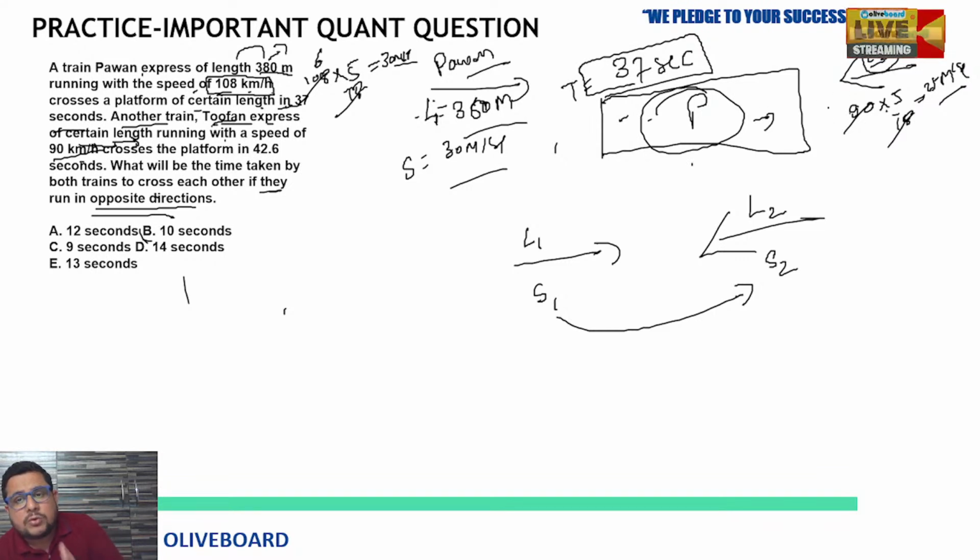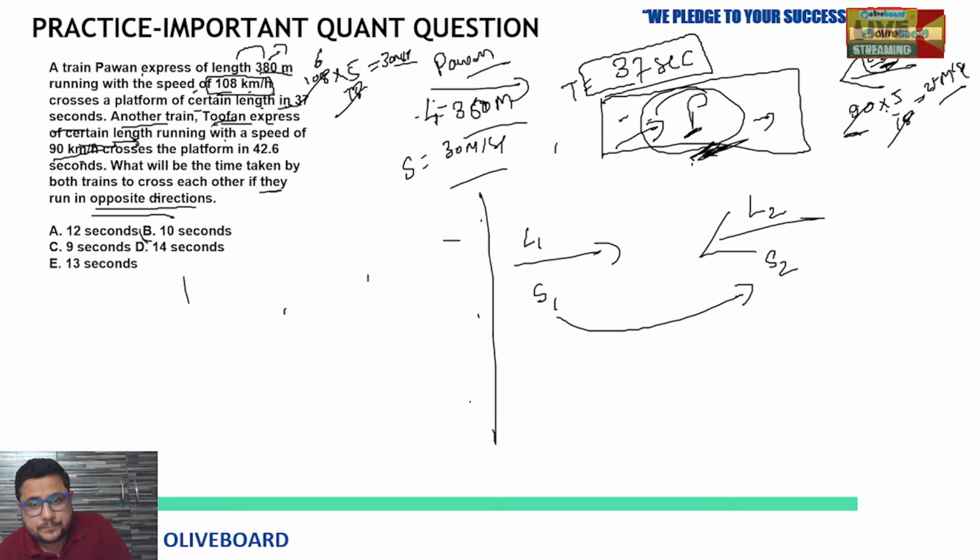So if we talk about the case when train 2 is crossing the platform, here we do not have the length of the platform and also the length of the train Tufan Express. So first we need to find out the length of the platform, then only we can get the length of the second train. So for that what we will do? First case, when the first train is crossing the platform. So for that what does it need to cover? The length of train plus the length of platform, L1 plus P.